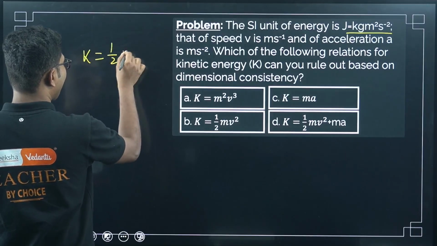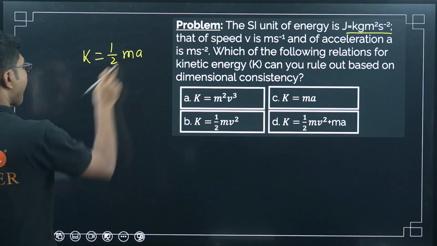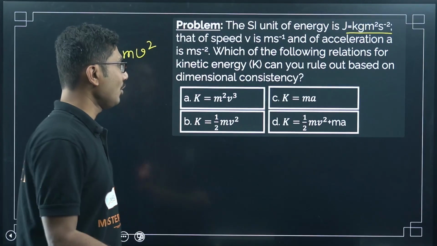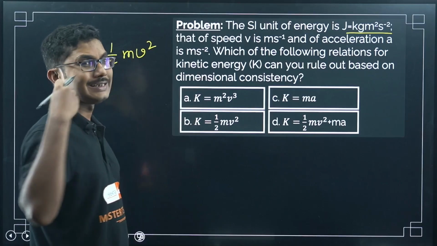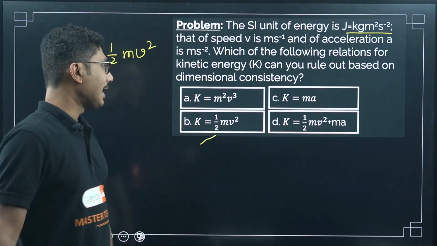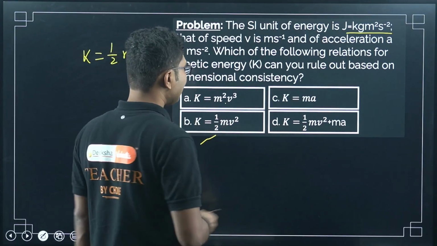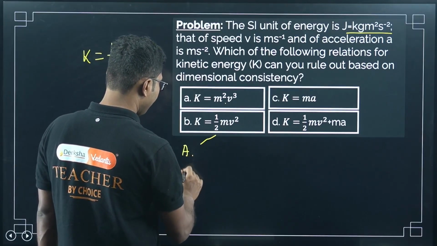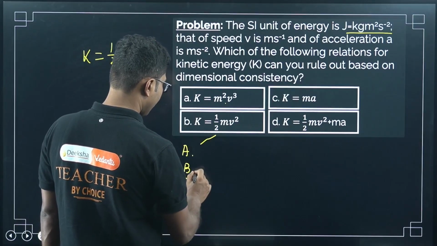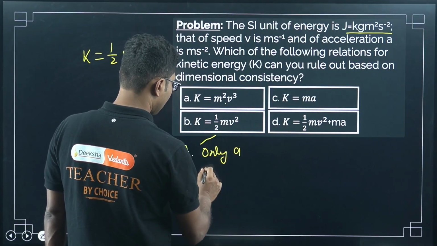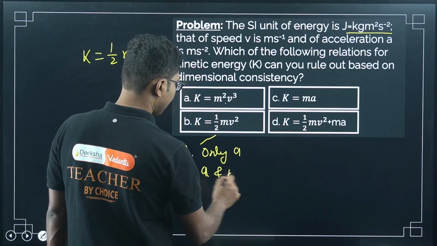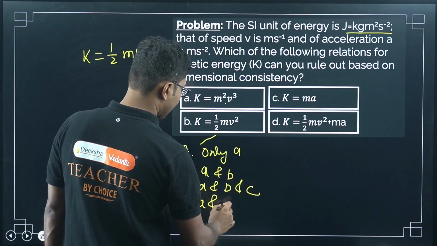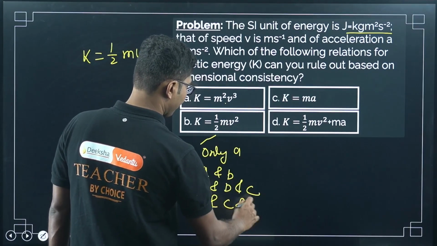Now we know that kinetic energy is half mv square. Which one is incorrect? Which one can you rule out? Rule out means which one is incorrect. So definitely this is correct. Now, is this correct? This may definitely not be correct. This question should have options like A, B, C, D: only A, A and B, A and B and C, A and C and D. These should be the options.